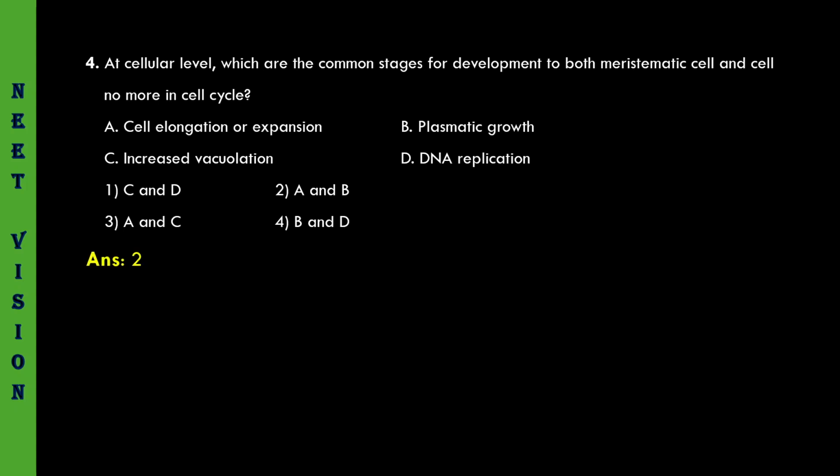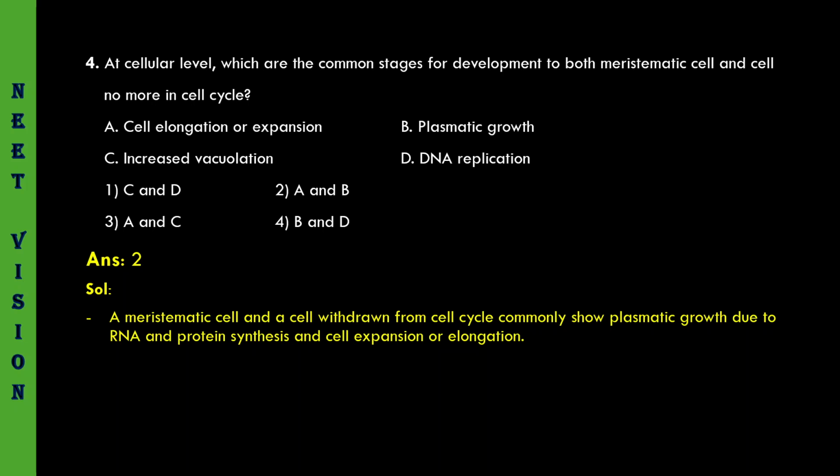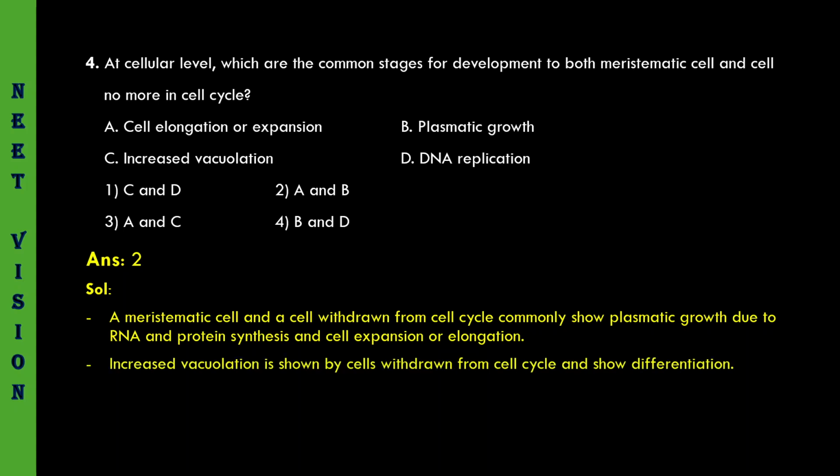Let us see the answer. 2. A meristematic cell and a cell withdrawn from the cell cycle commonly show plasmatic growth due to RNA and protein synthesis and cell expansion or elongation. Increased vacuolation is shown by cells withdrawn from the cell cycle and showing differentiation. Replication is shown by meristematic cells to prepare for the next division.